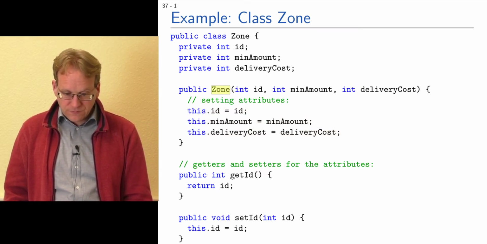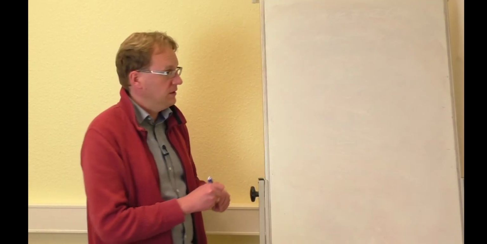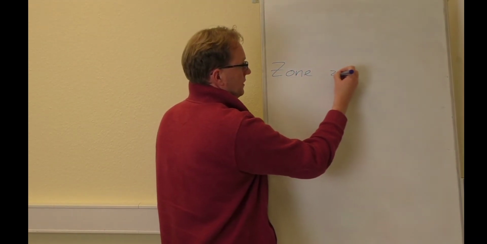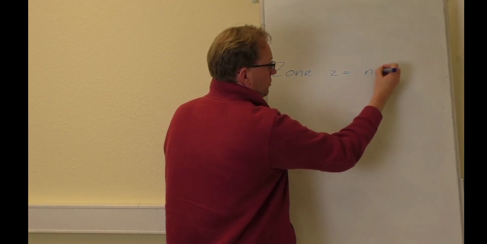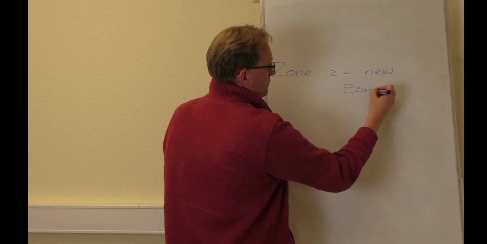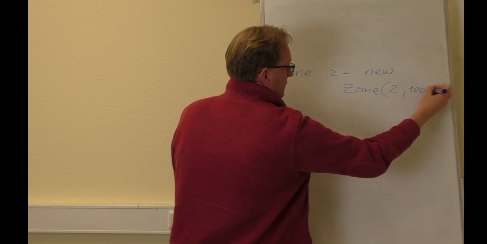And, well, calling such a constructor could be done like this. So in some other class, we would have zone z is equal to new zone, and then these three arguments, maybe something like this.